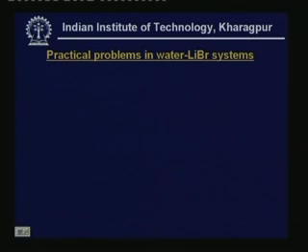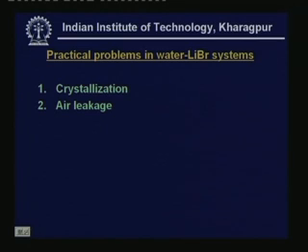Now let us look at some practical problems associated with water lithium bromide systems. The first problem, as I have already discussed, is crystallization. The second problem is air leakage. The third problem is frictional pressure drops. Now let us look at them one by one.